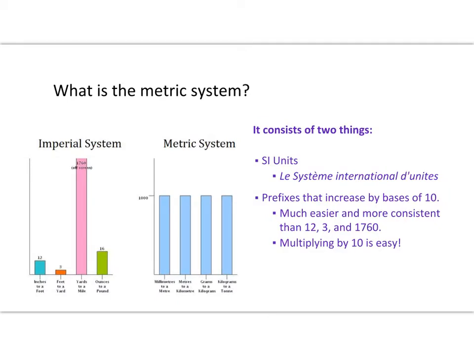However, the rest of the world and the scientific community uses the metric system. In the imperial or standard system, our proportions are not equal. There are 12 inches in a foot, but then there are 3 feet to a yard. In the metric system, we're going up by tens. For instance, there are 1,000 grams in 1 kilogram, and 1,000 meters in 1 kilometer. So we're always going by tens in the metric system.